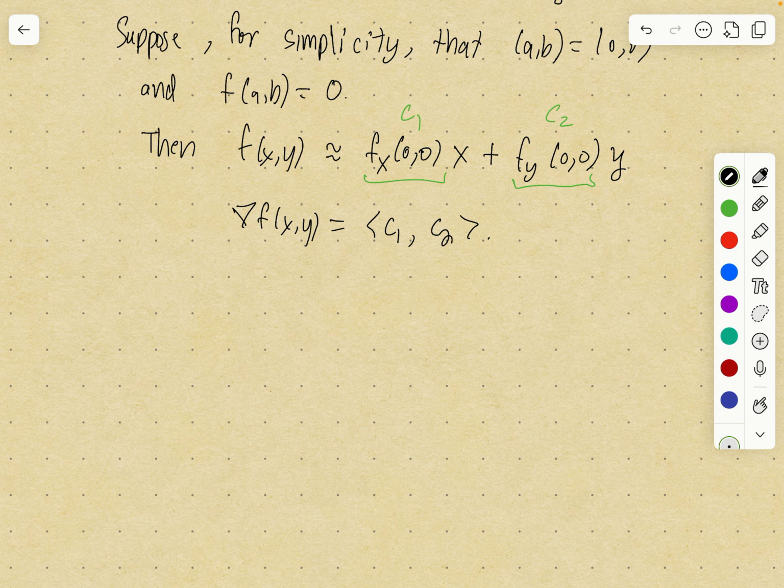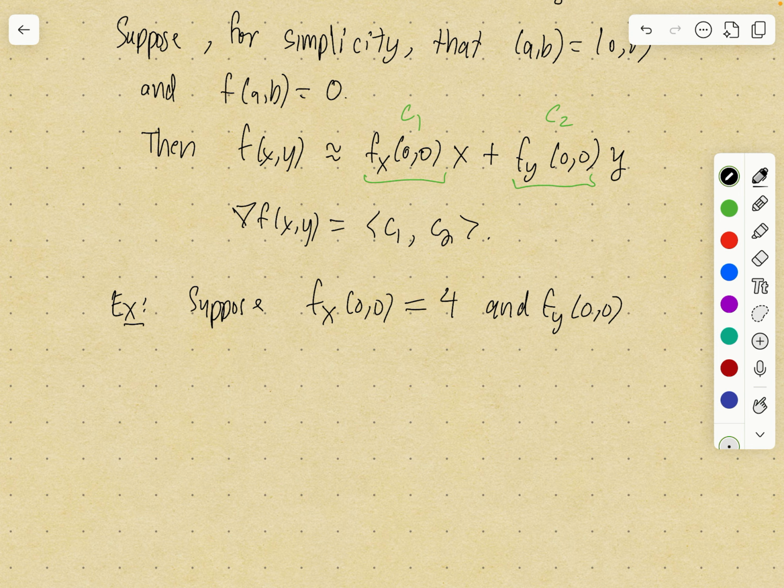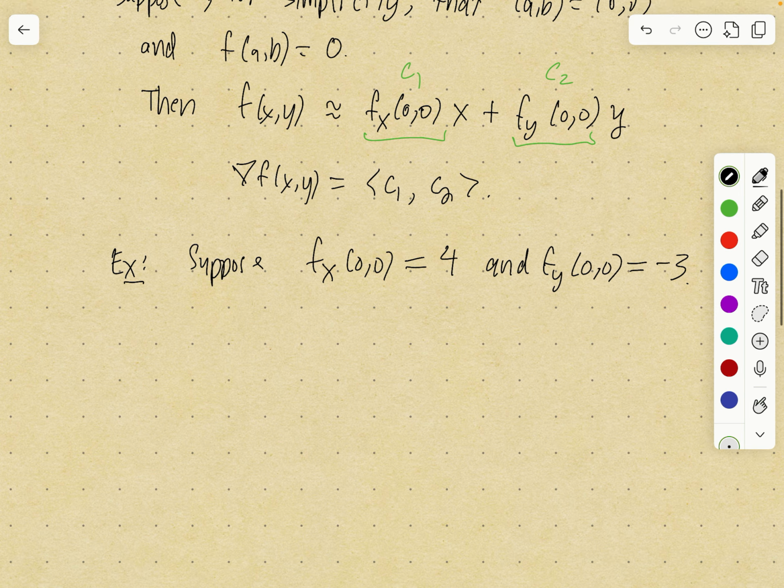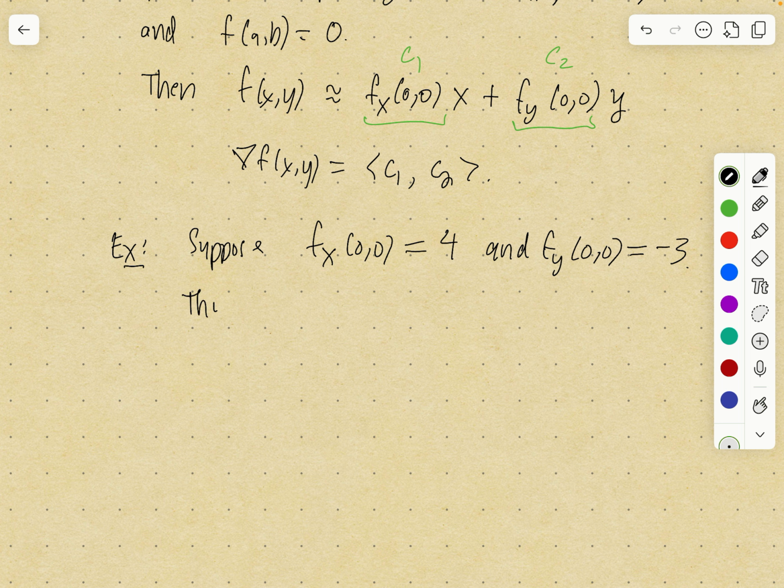So since our function is approximately this simple function, let's just try to think about what would maximize this simple function. So, for example, suppose that f sub x at 0, 0 is 4, and suppose that f sub y at 0, 0 is negative 3. Okay, then your function f of xy is approximately 4x minus 3y.